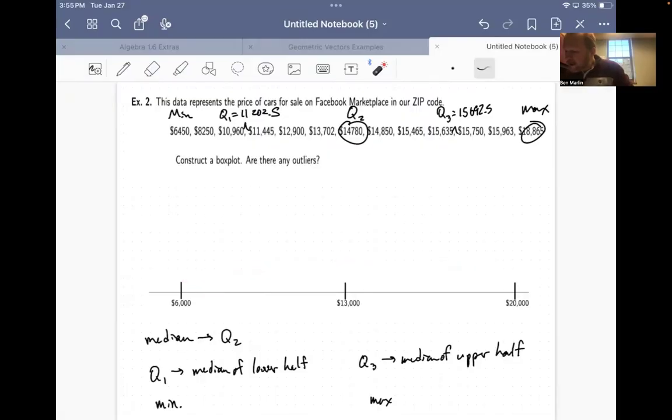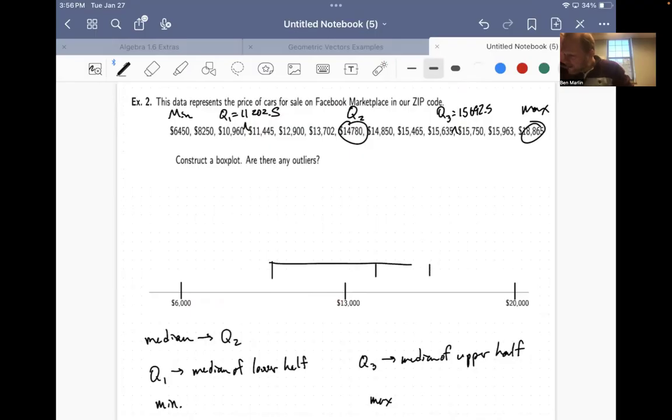Okay, so what we're going to have to do now on the number line is to look across here and roughly place our Q1, Q2, and our Q3. And we're just going to make little vertical lines to indicate those. So 11,202, let's see, that seems like that's going to be somewhere around here. So right about here, I'm going to make a vertical line. And then 14,780 be roughly here. And then for this 15,692-ish, that'll be roughly here.